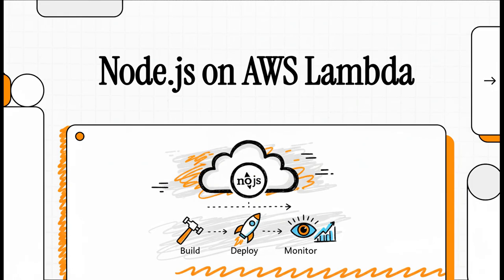All right, let's dive right in. Today, we are going to build our very first Node.js function on AWS Lambda. We're going to go from a totally blank file all the way to a fully deployed and observable piece of code running in the cloud.